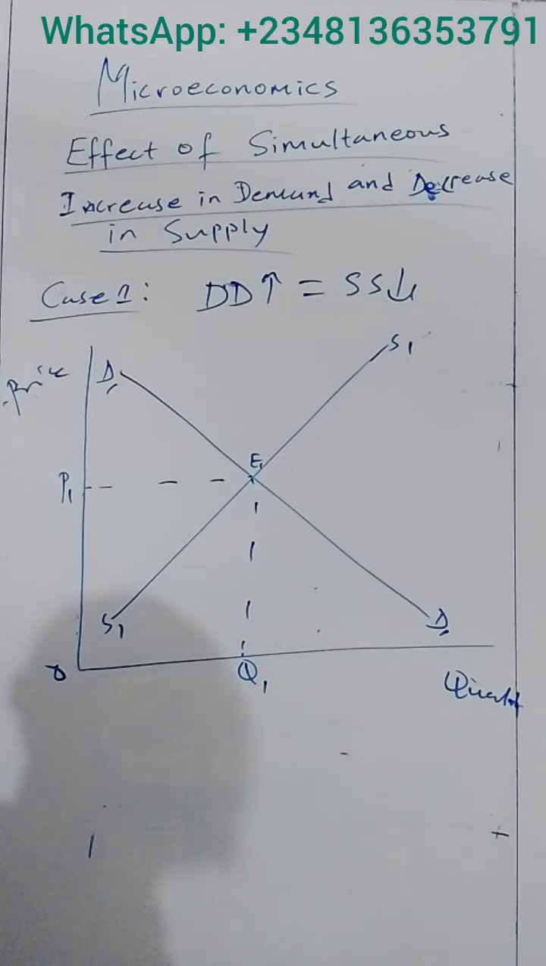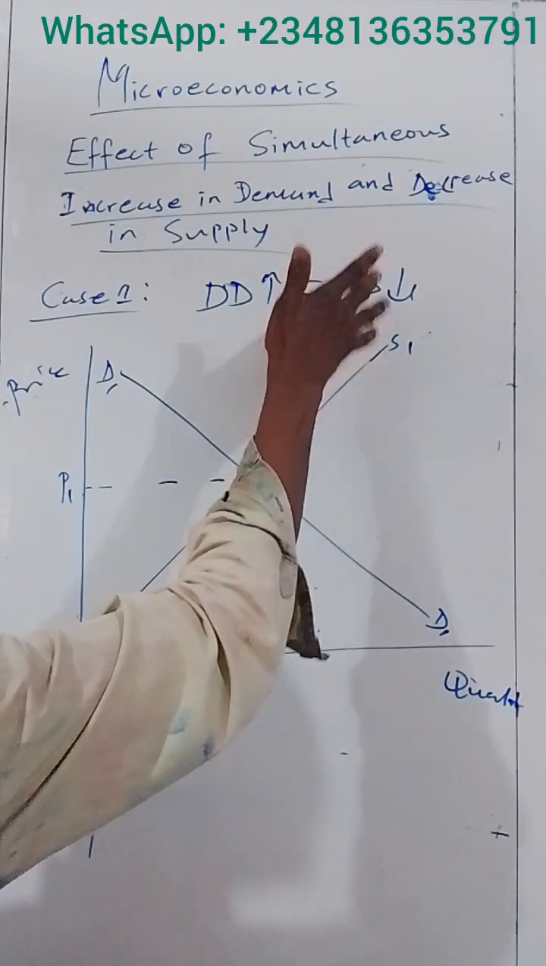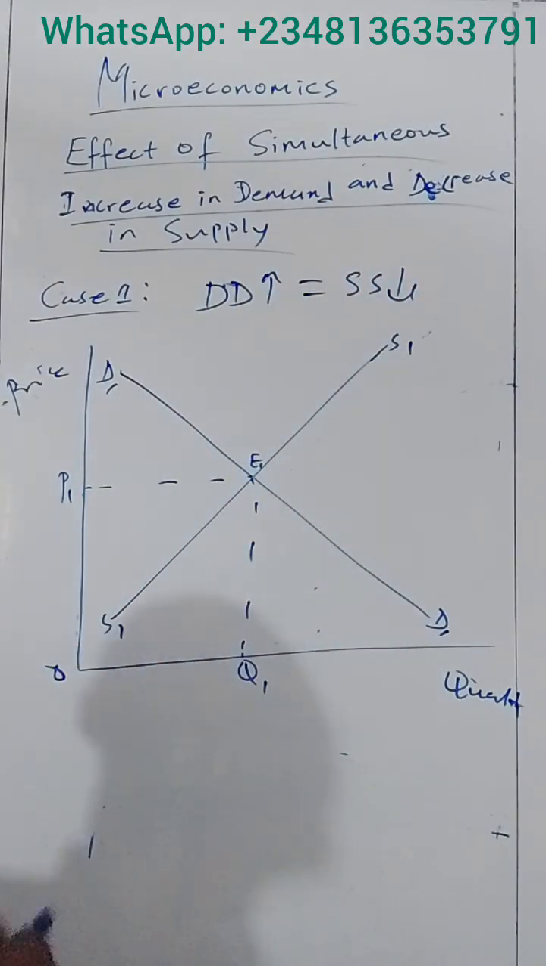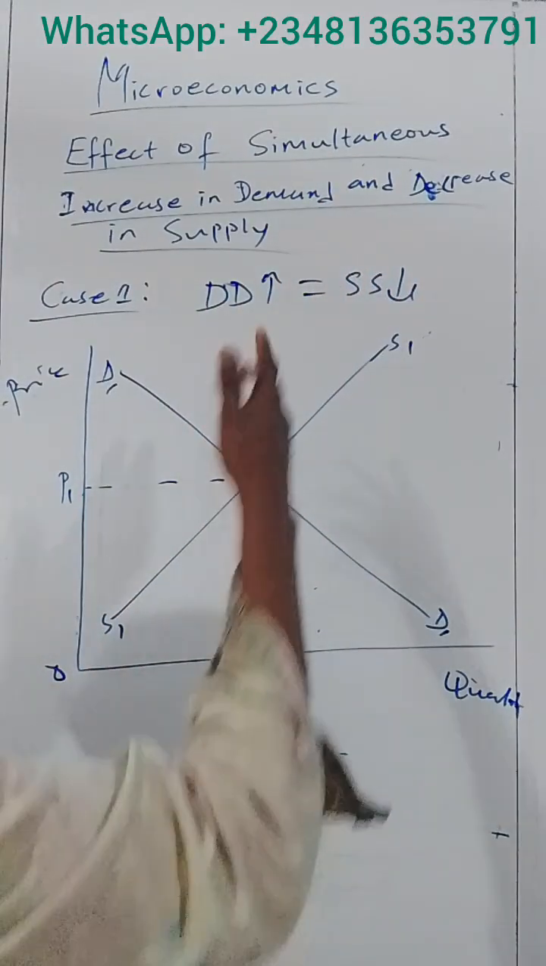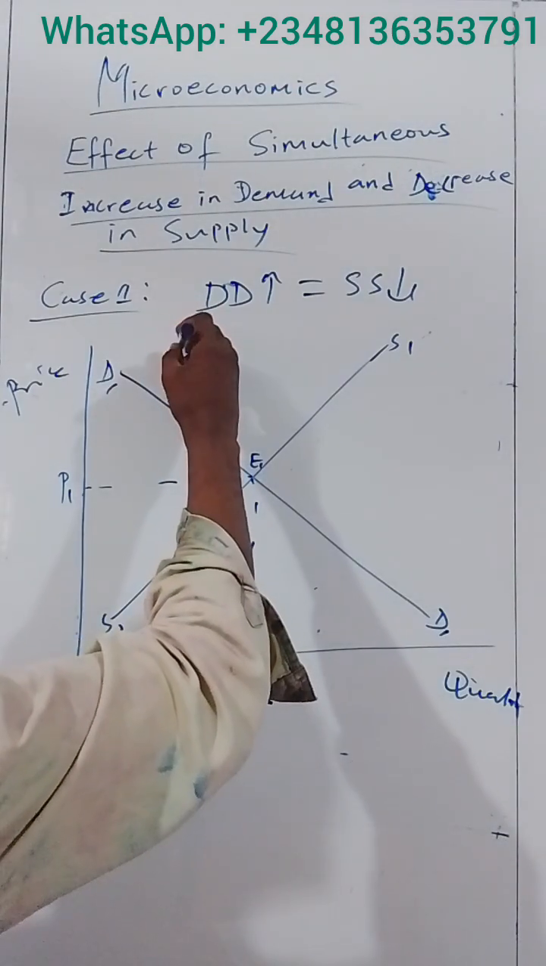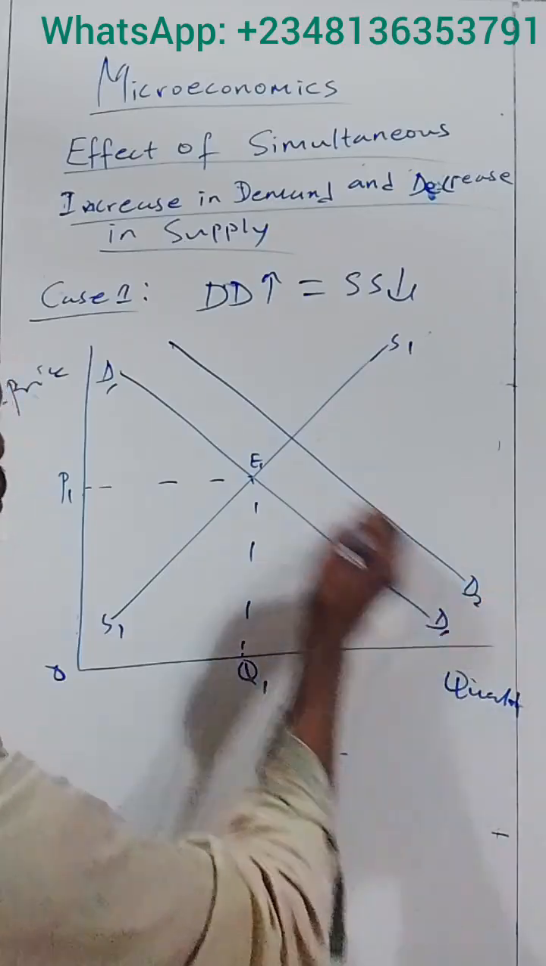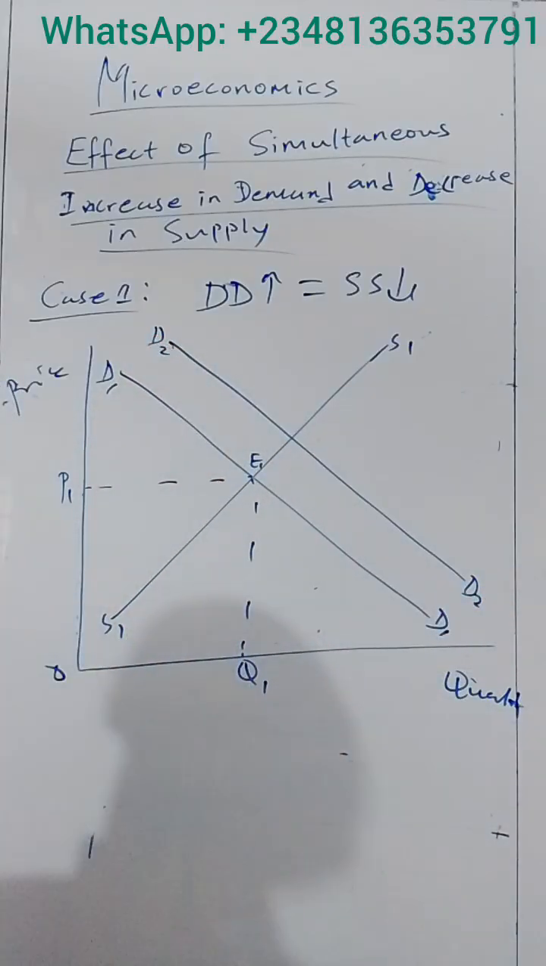Now, let's assume there is an increase in demand that is equal to the proportional decrease in supply. An increase in demand means a rightward shift in the demand curve. So we have our demand curve here, the new demand curve, call it D2.